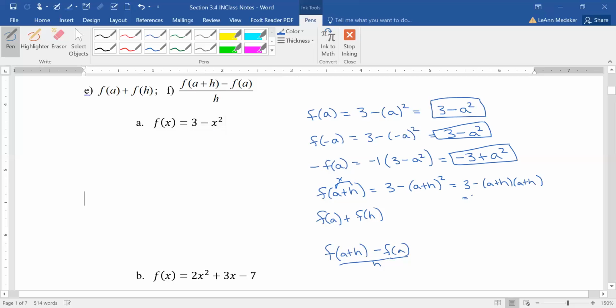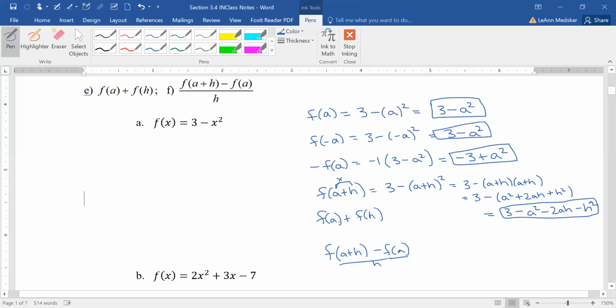So that's going to be 3 minus, and then we'll have a squared plus 2ah, and then plus h squared, and then we distribute our negative sign. So 3 minus a squared minus 2ah minus h squared. So it's really important when you plug a binomial in where you once had a singular variable that you go through the whole simplifying process.